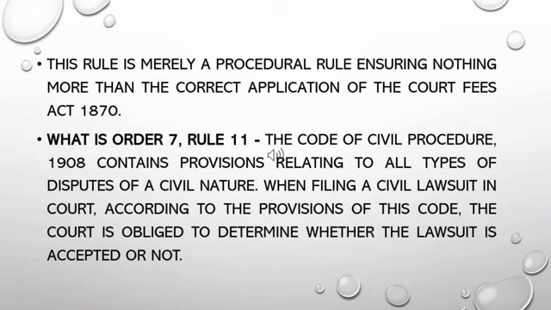Now, let us go through what Order 7 Rule 11 is. The Code of Civil Procedure 1908 contains provisions relating to all types of disputes which are civil in nature. So when we file a civil suit, according to the provisions, the court is obliged to determine whether the case is a civil suit and whether the lawsuit is accepted or not.